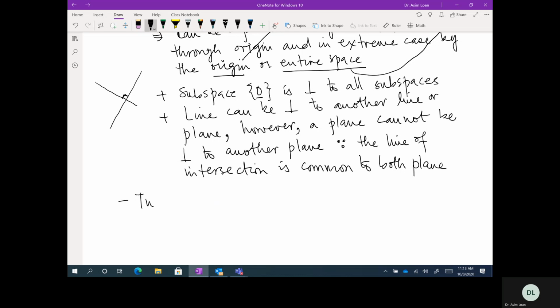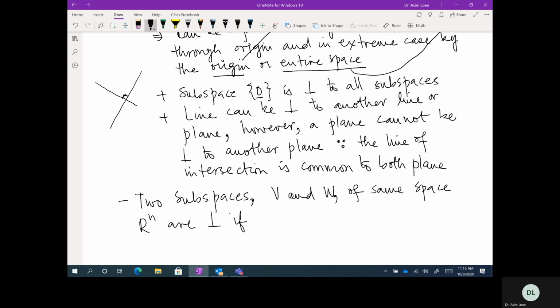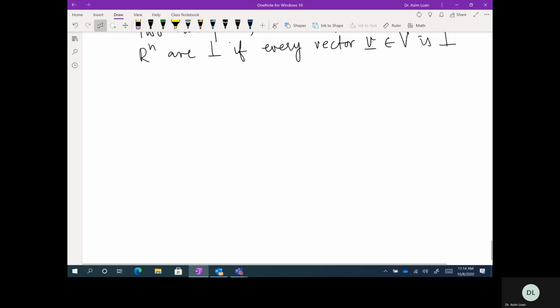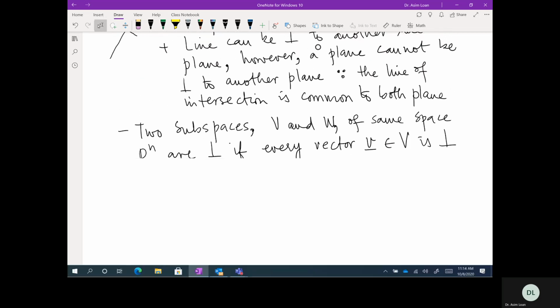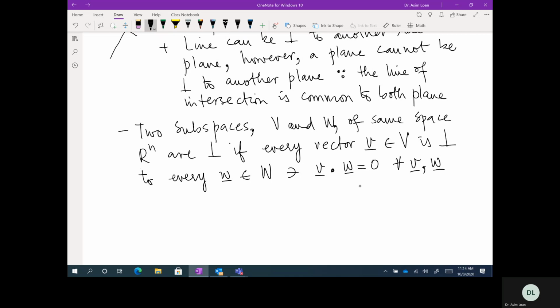Two subspaces V and W of the same space Rn are orthogonal if every vector V belonging to V is orthogonal to every W belonging to W, such that V dot W is equal to 0 for all V and W. So that's the orthogonality condition.